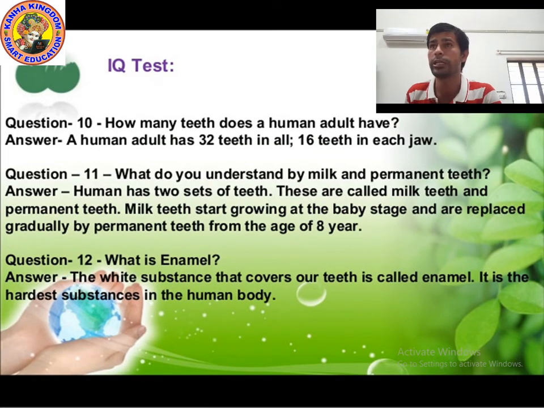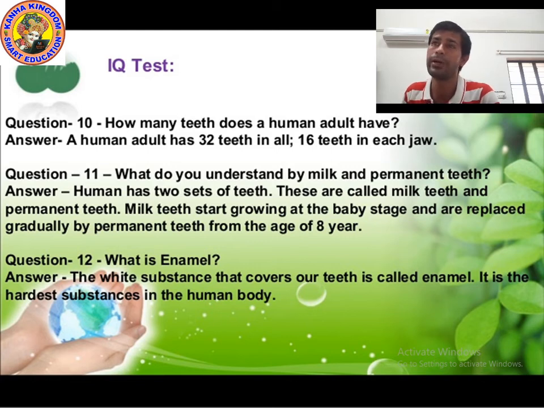Next question. How many teeth does a human adult have? A human adult has 32 teeth, 16 teeth in each jaw. Yes, 16 in the upper jaw, 16 in the lower jaw. You know about it, I need not explain it.